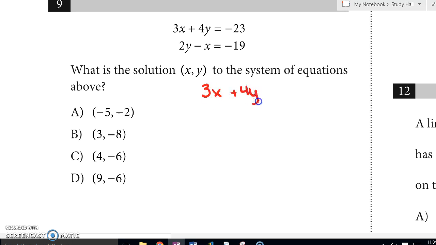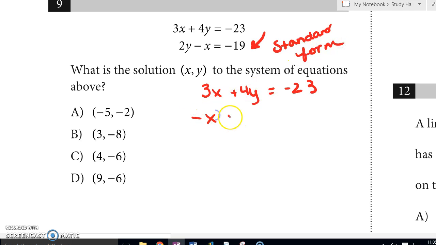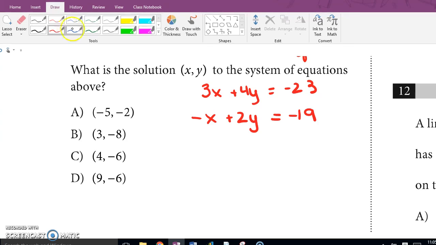So you guys totally know how to do systems of equations because we just went over them. This is: what is the solution (x, y) to the system of equations below? First of all, we want this to be in standard form, or at least close to it. Standard form technically says that the first term has to be positive. I'm not worried about that. What I am worried about is that my x's and my y's line up.